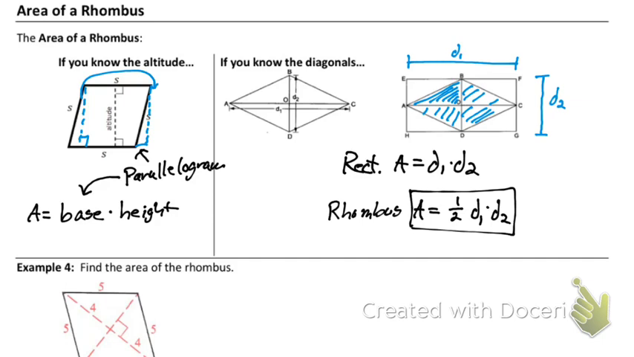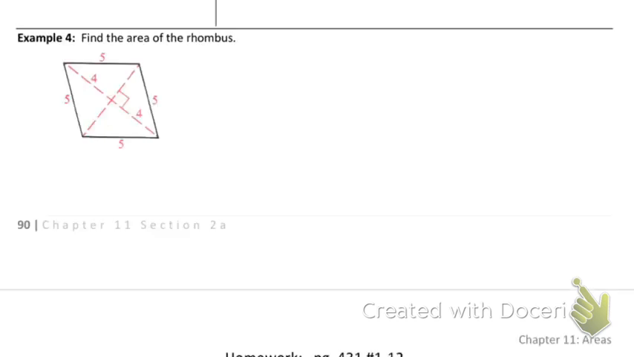So if I know both of the diagonals of a rhombus, I'm going to use this formula. If I know the altitude, then I'm going to use the other formula. Altitude or height, know the diagonals. You have to know the difference between these two. There are going to be lots of occasions where I give you rhombuses and I give you one information or the other, and you have to pick which one to use. In fact, that is our next example.